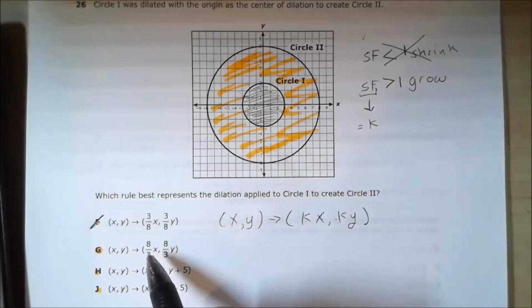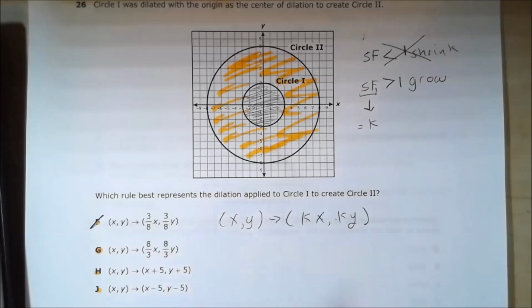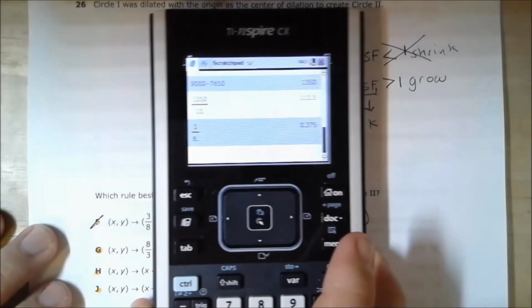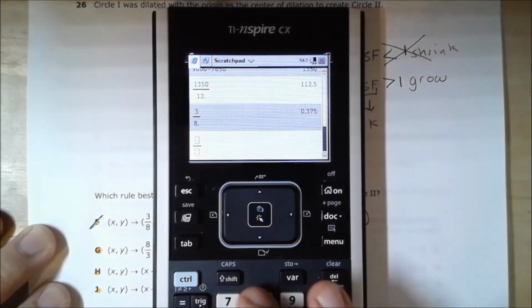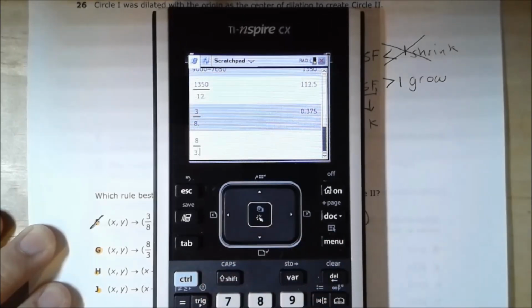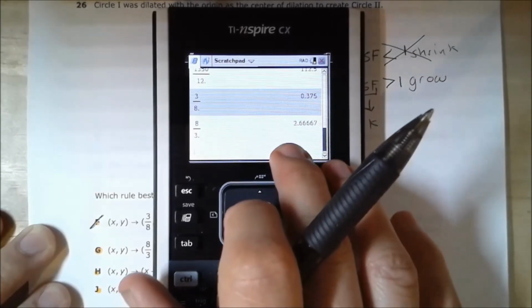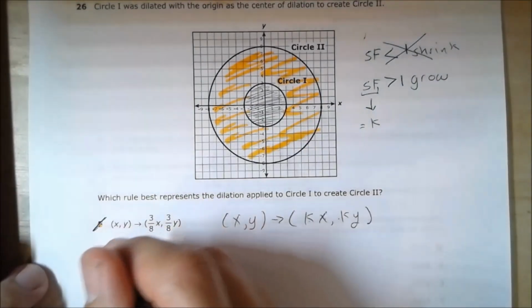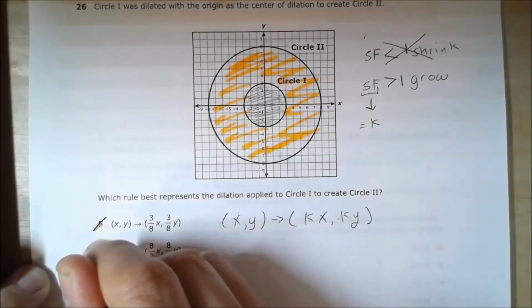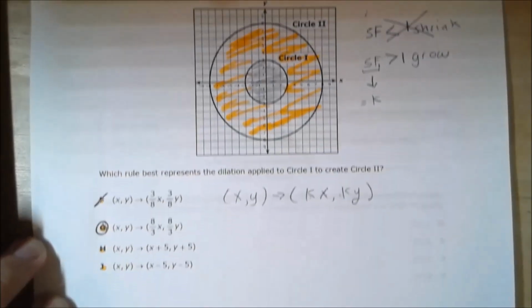So let's look at the next one, G. It says 8/3x. Well, that is a dilation. And if you don't know what 8/3 is, right, we can go to our calculator and say, okay, is that greater than 1? And it is 2.66667. So yes, G is greater than 1. It is definitely a suitable answer.